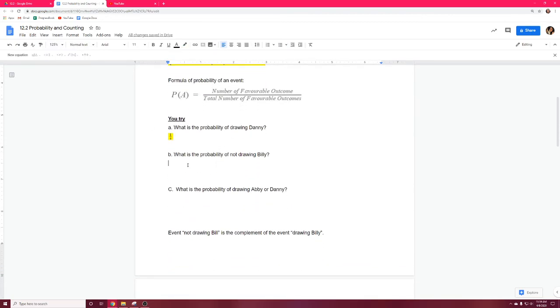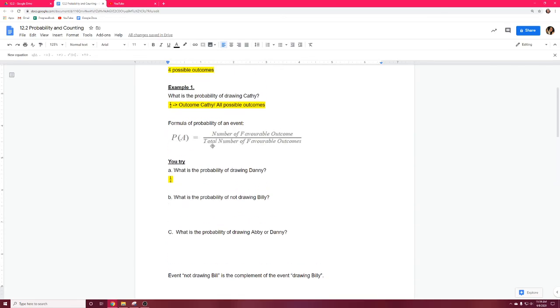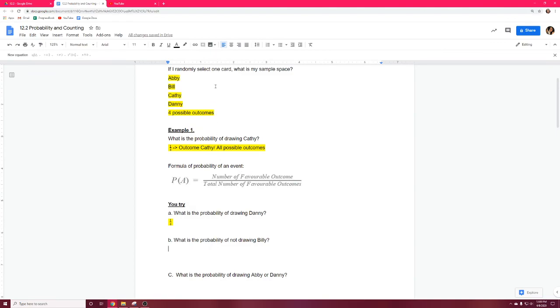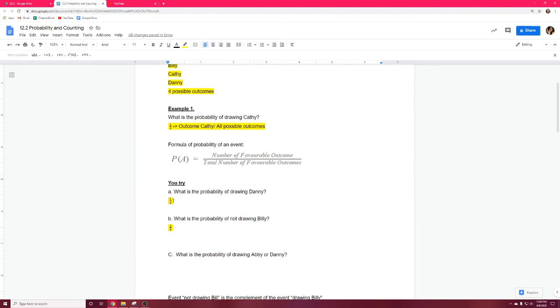Number 2 asks, what is the probability of not drawing Billy? So let's look at all our outcomes. I have Abby, Billy, Kathy, and Danny. So not drawing Billy, I can either draw Abby, Kathy, or Danny. So that will be 3 of the outcomes. So over here, my answer will be 3 over, again, the total outcome is 4. So 3 over 4.